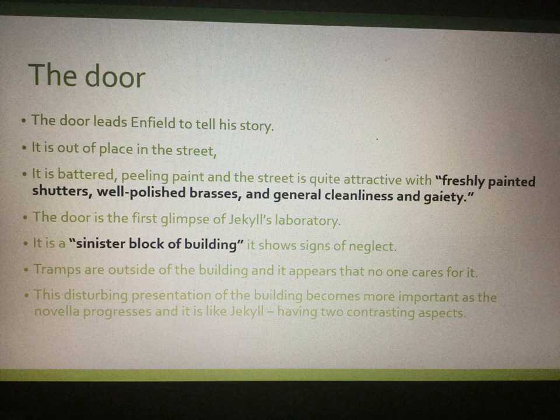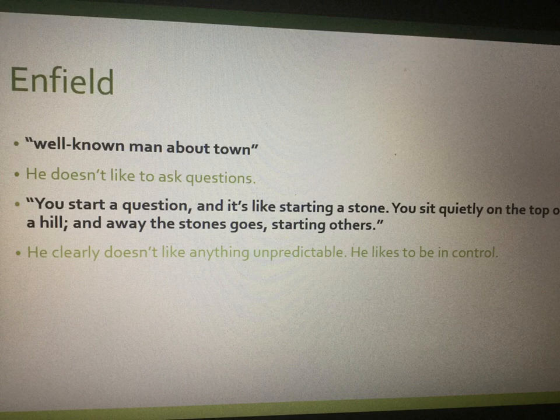What do we learn about Enfield? He's a well-known man about town. He doesn't like to ask questions, quotation: "You start a question and it's like starting a stone. You sit quietly on the top of a hill and away the stones goes, starting others." Again, look at the simile. It's like starting a stone. He clearly doesn't like anything predictable, and this suggests he likes to be in control.